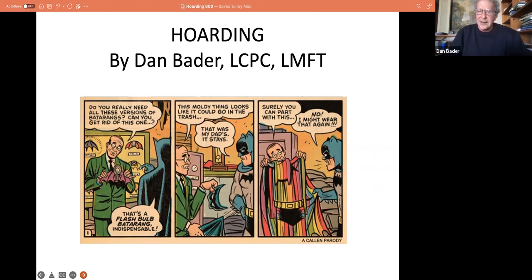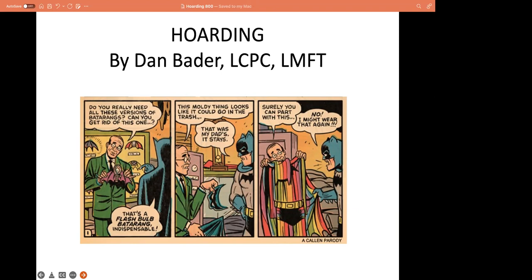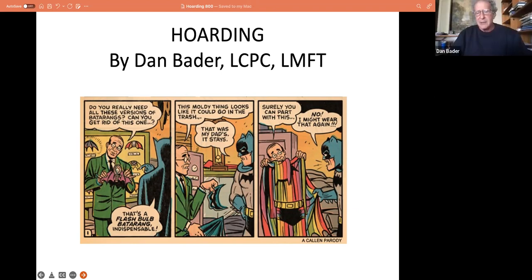Let me just go over the Batman situation here as an introduction. So we have here Batman's assistant saying, do you really need all these versions of Batarangs? Can you get rid of this one? And Batman says, that's a flashbulb Batarang, indispensable. Next, this moldy thing looks like it could go in the trash. Batman says, that was my dad's, it stays. And then surely you can part with this. And Batman says, no, I might wear it again. So Batman has a hoarding problem.